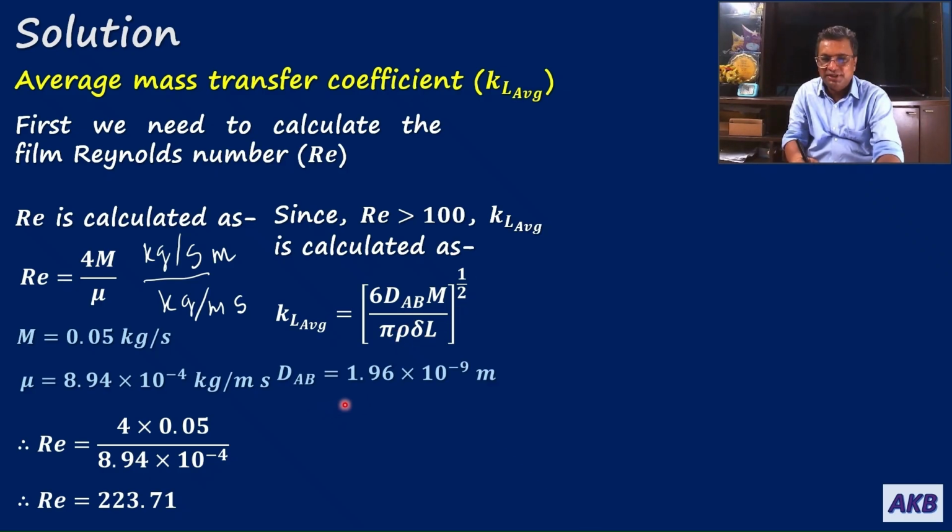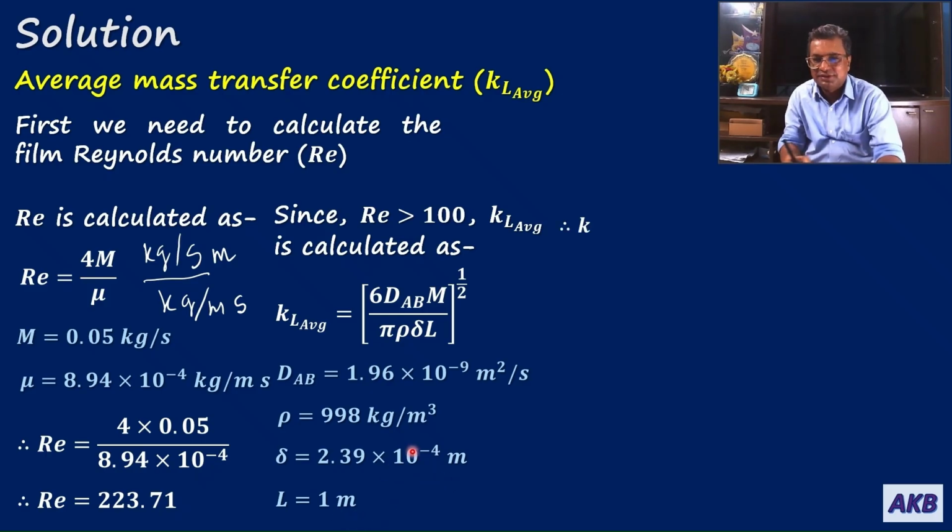So dAb is given, it is 1.96 into 10 to the power minus 9 meter square per second. Rho is 998 kg per meter cube. Then m is 0.05. Delta, we calculated it. Delta is 2.39 into 10 to the power minus 4 meter. Length of the vertical wall is 1 meter.